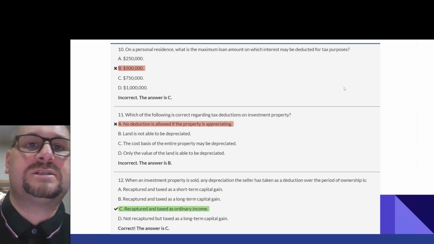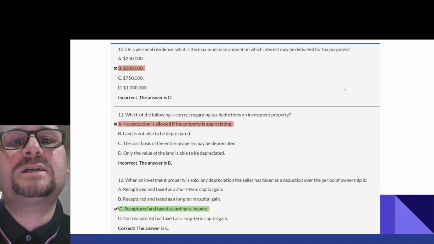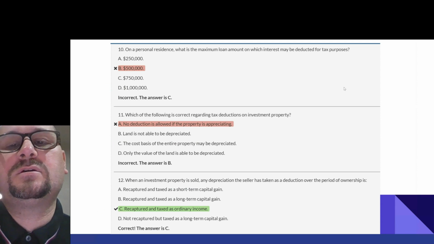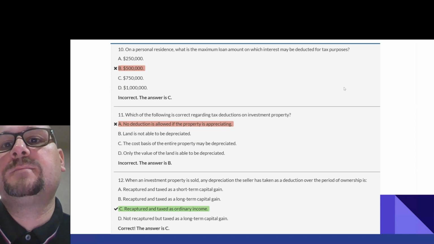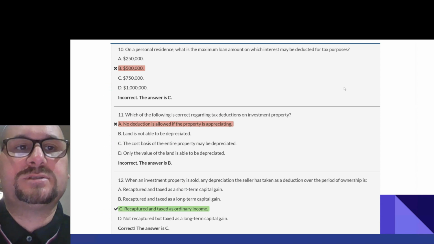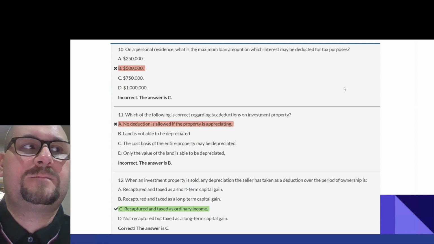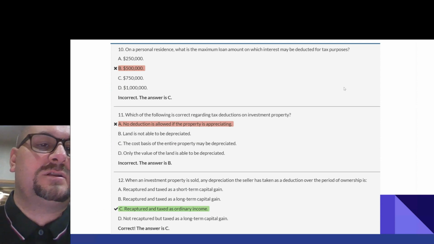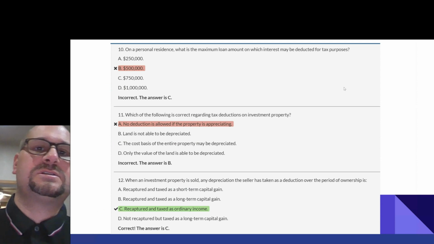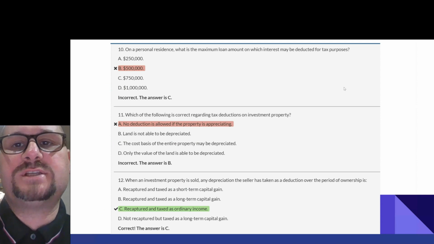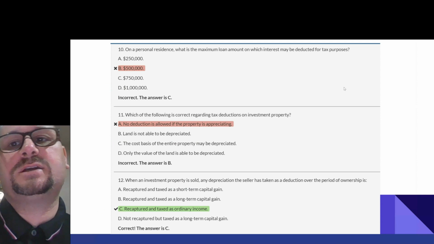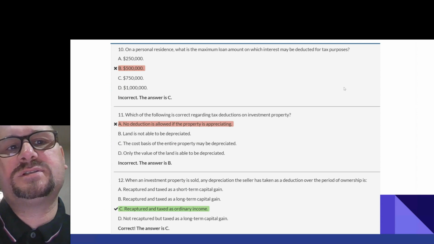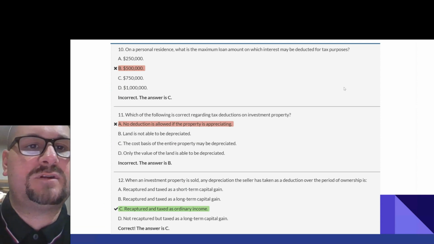On a personal residence, what is the maximum loan amount on which interest may be deducted for tax purposes? C, $750,000. So on a personal residence, the maximum loan amount on which interest may be deducted for tax purposes is $750,000.